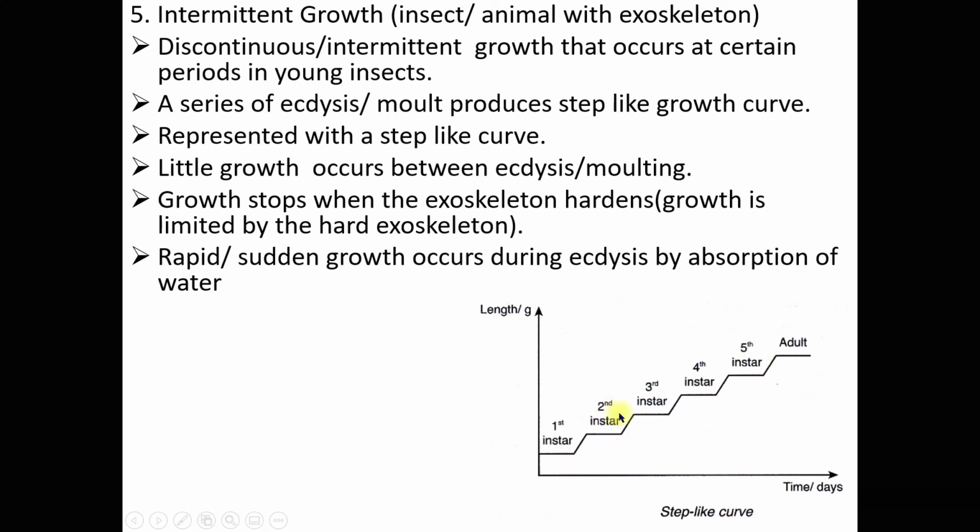So in here we can see this region, the flat curve, shows you there is no growth because the exoskeleton hardens. And then when the exoskeleton softens during ecdysis or molting, the growth continues. And the growth is rapid during ecdysis. But between these ecdysis or molting periods, the growth is very little.